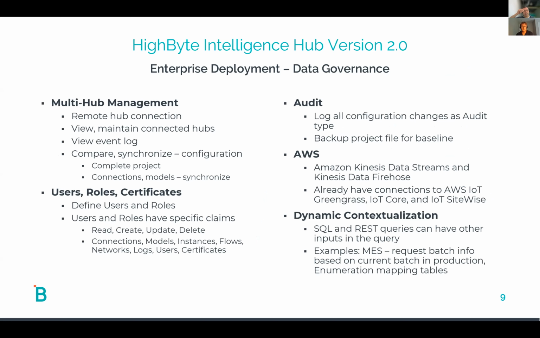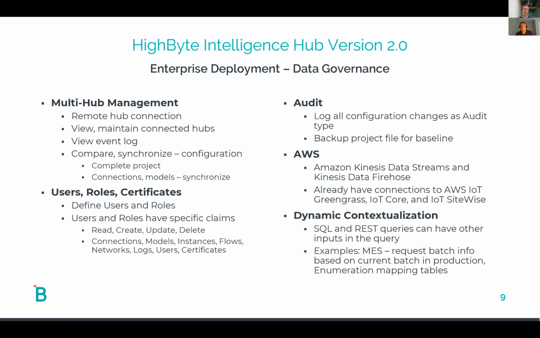governance. The key features of version 2.0 is multi-hub management, users, roles, and certificate management, the ability to create an audit log and look at and back up your project files so you've got baselines to roll back to. We've enhanced our AWS, Amazon Web Services connectivity to add in unique special connectors for Amazon Kinesis data streams and Amazon Kinesis Firehose.